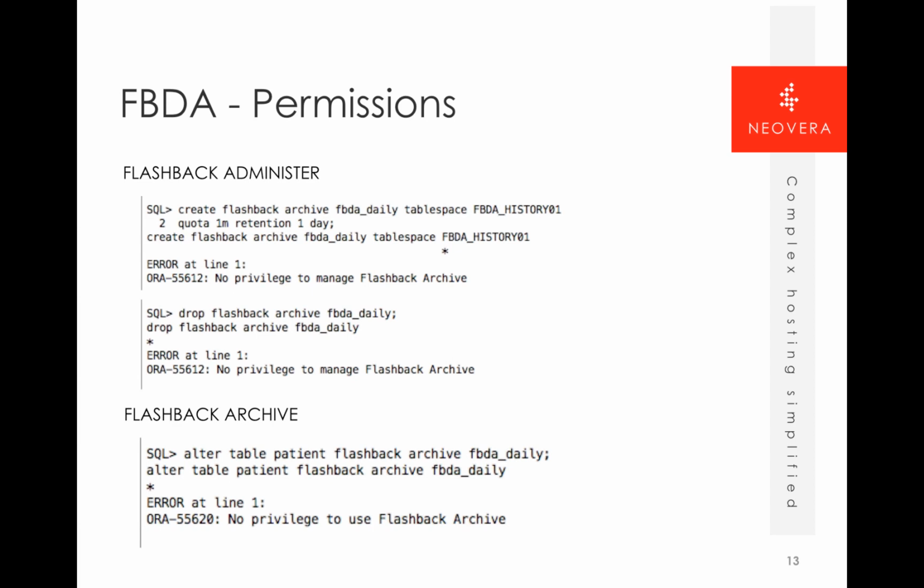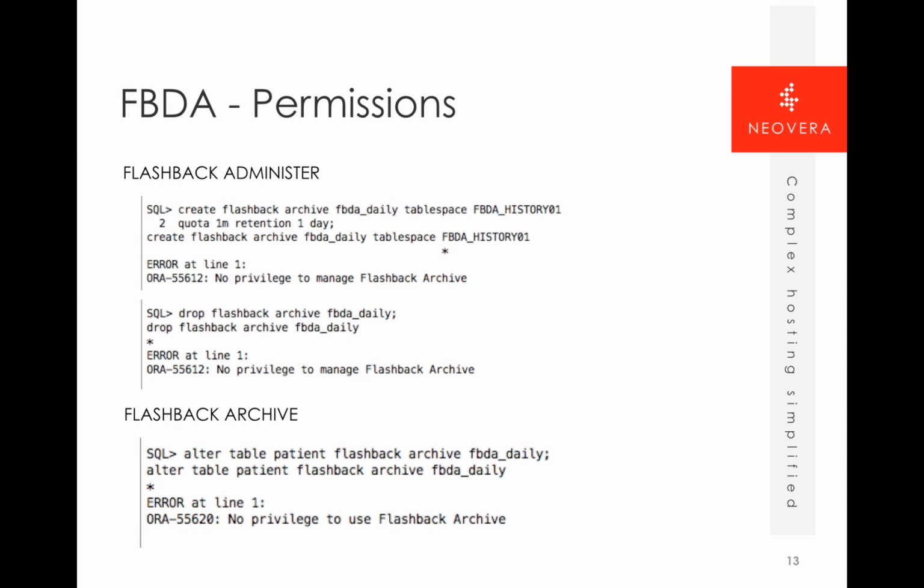Some of the permissions I spoke of, this is an example of when you don't have the flashback administer privilege and you try to create, let's say in this case, a flashback archive called FBDA daily. I've assigned a tablespace to it, I've assigned a quota and a retention, and you can see you would get a no privilege error, 55612, because you don't have the flashback administer privilege for creating. Same thing with dropping.